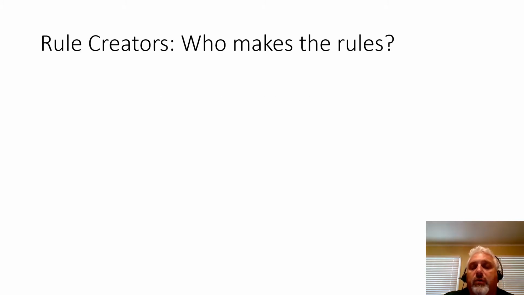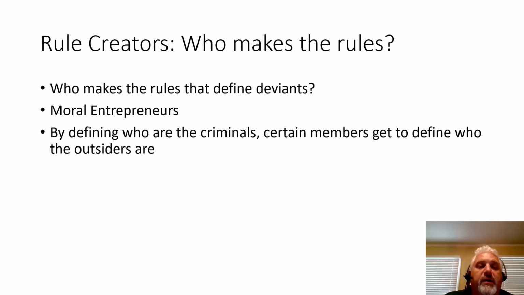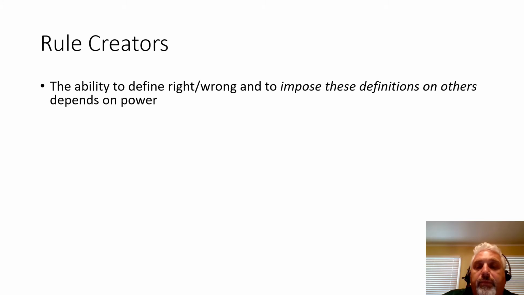All right, so when it comes to labeling, we have to know several types of people. One are rule creators, and these are the people who make the rules that define deviance. And one of the most important subgroups is what we call moral entrepreneurs. So moral entrepreneurs are people who look for opportunities to define deviance, and they get to define who the outsiders are. And they have the ability to impose right and wrong definitions on other people.